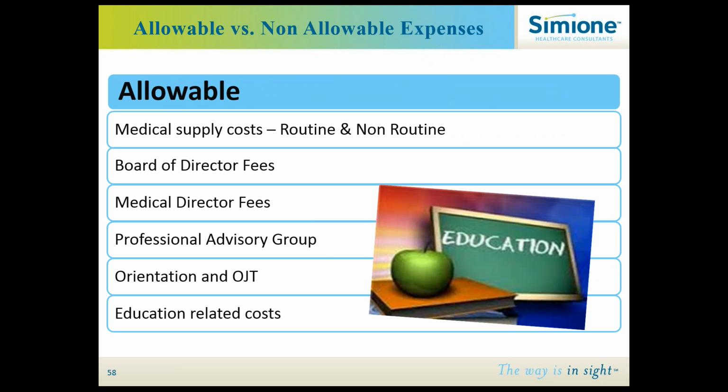Allowable cost, of course, is medical supplies, director's fees, professional advisory group, all within reason, of course. You have a better chance of getting your medical director's fees not scrutinized if it's $25,000 a year than would be if it was $250,000 a year, unless you're quite a large organization.